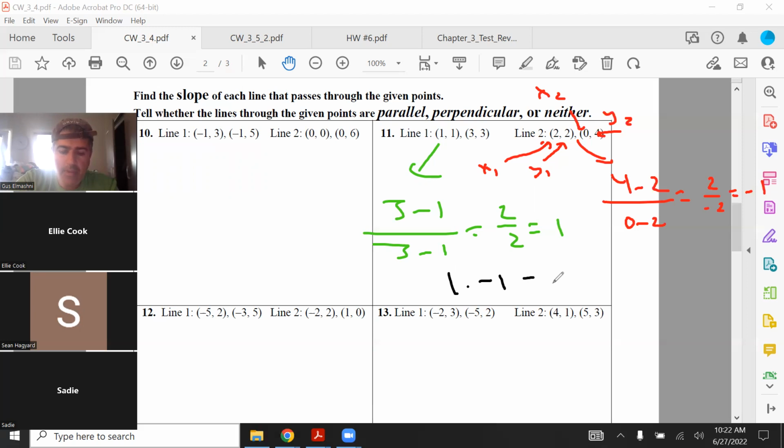1 times negative 1 is negative 1. Or the negative reciprocal of 1 is negative 1. Because you could say, if you so desire, that's 1 over 1. And you could say that's negative 1 over 1, right? That works.